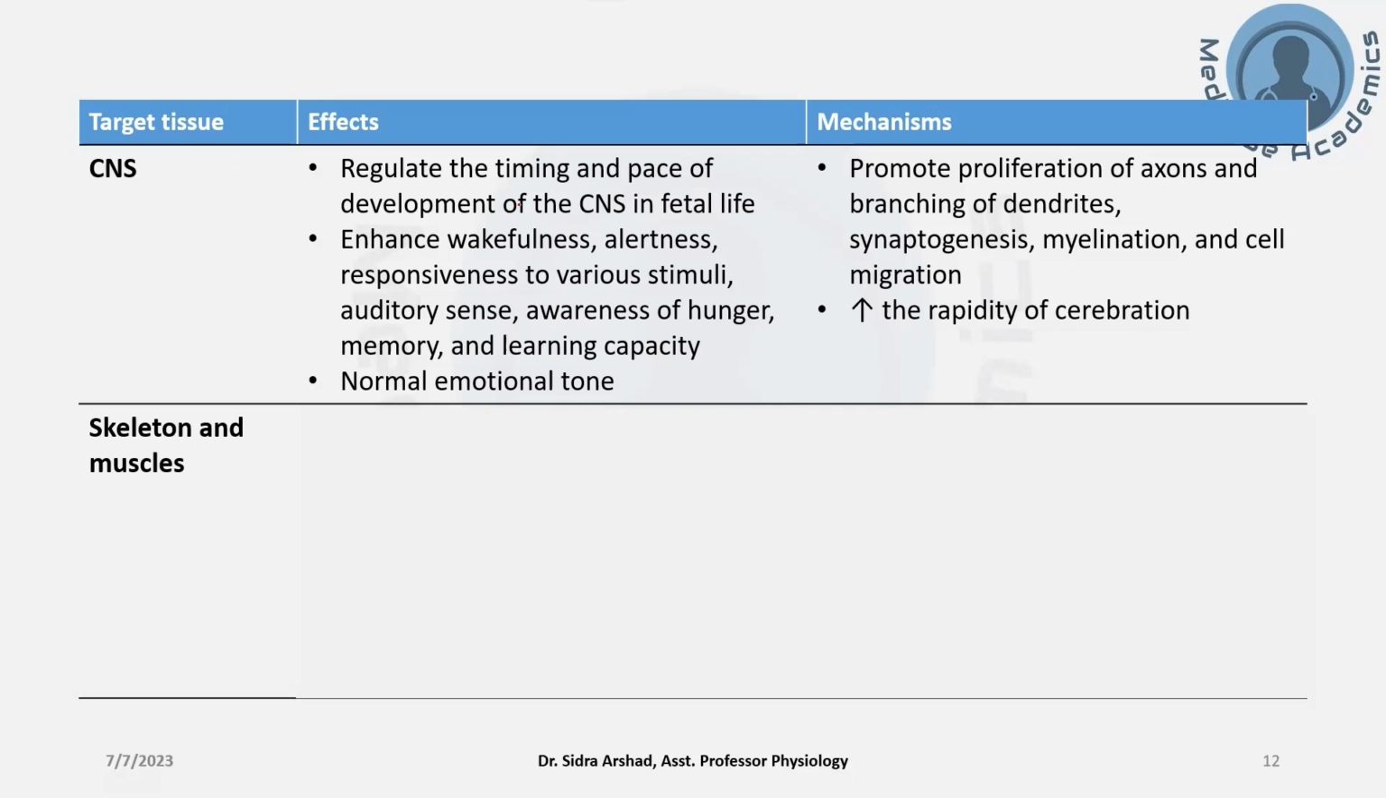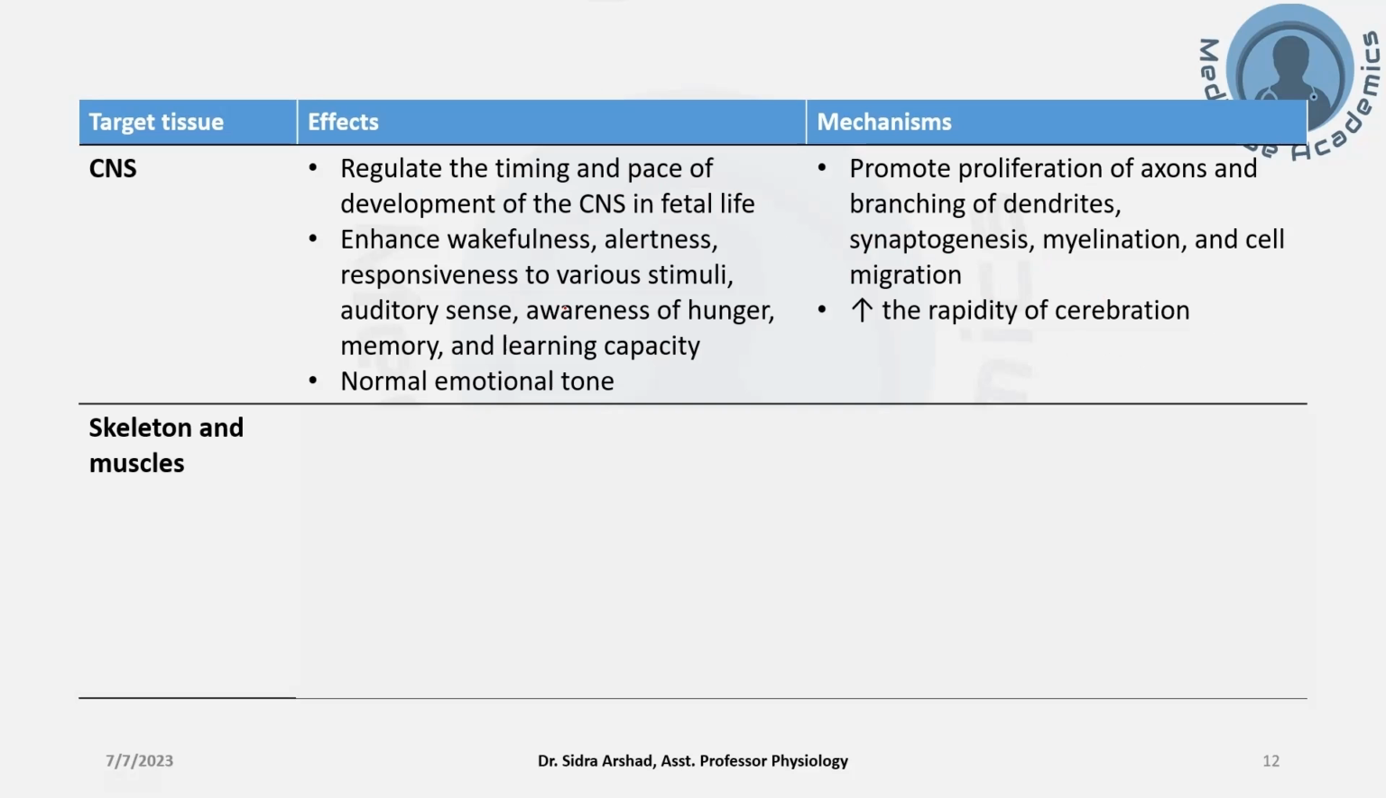What are the mechanisms which are involved during the fetal life? There is the development of CNS. Thyroid hormones promote proliferation of axons and branching of dendrites. They potentiate synaptogenesis, formation of synapses, myelination and cell migration. They also increase the rapidity of cerebration, that is the thought process formation. So these are the actions of thyroid hormones on the CNS.